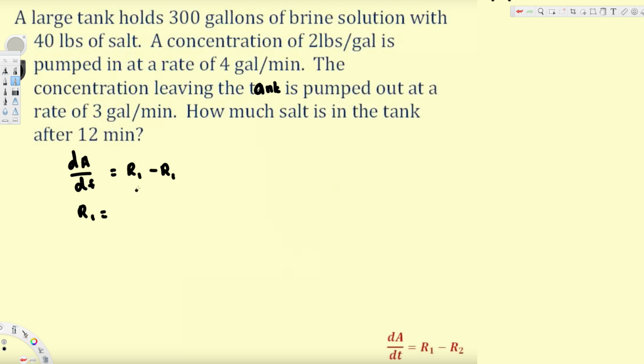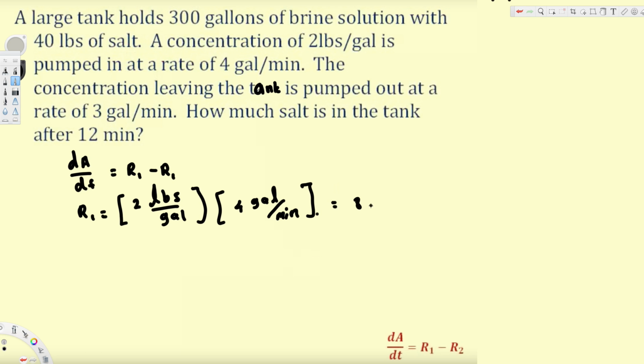R1 can be calculated by multiplying these two together. Here we have the concentration of the salt, that's 2 pounds per gallon, and the rate pumped in is 4 gallons per minute. To find the pounds per minute, we multiply these two. The gallons cancel each other, and we get the unit in pounds per minute. That's what we want. So 2 pounds per gallon multiplied by 4 gallons per minute gives you 8 pounds per minute. So this is going to be R1.